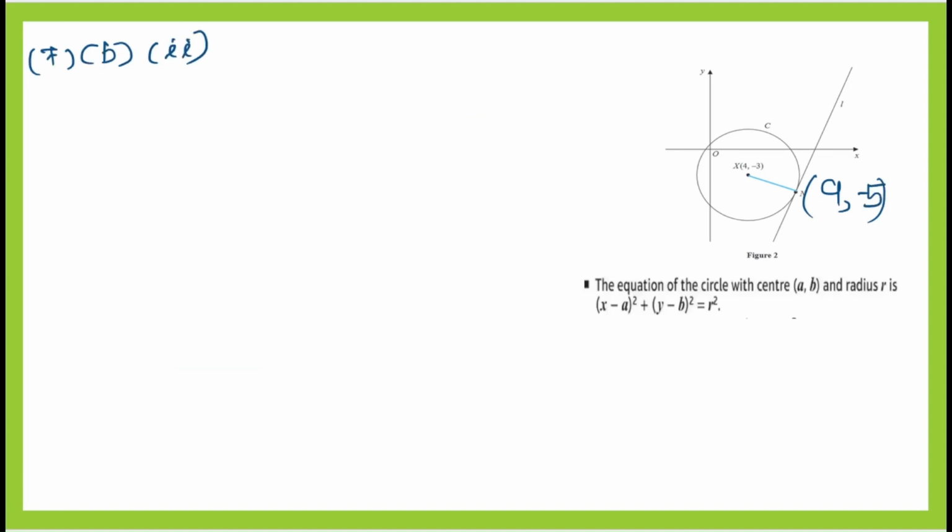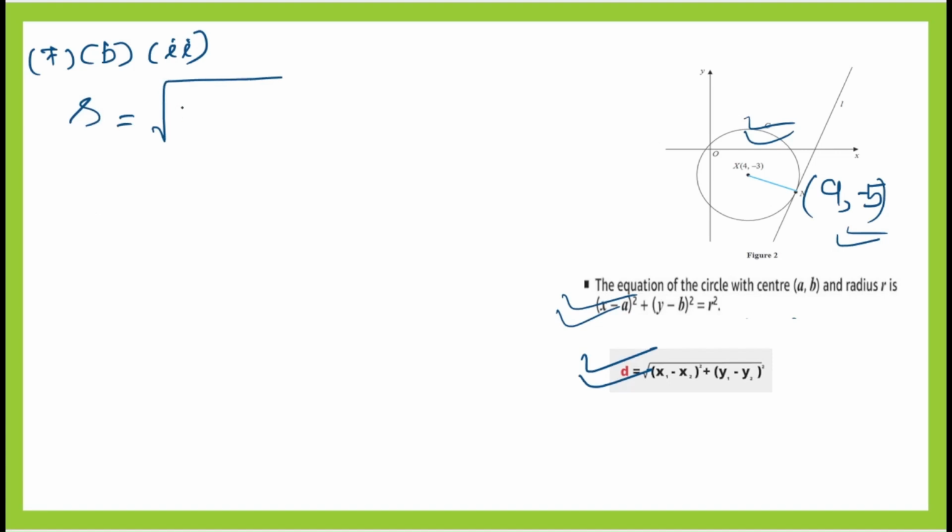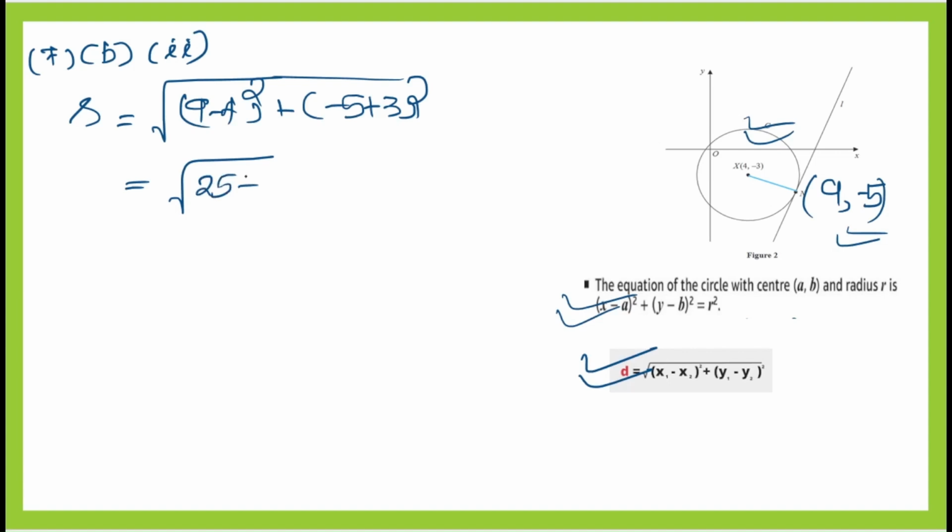Now let us attempt to form an equation for C. Here (4, -3) is the center and the circle passes through the point (9, -5). Hence we can use the equation of a circle. We can use the distance formula for calculating the radius of the circle. That is, r is equal to root of (9 minus 4) the whole square plus (-5 plus 3) the whole square. That equals root of 5 square, that's 25, plus 2 square, 4, equals root 29.